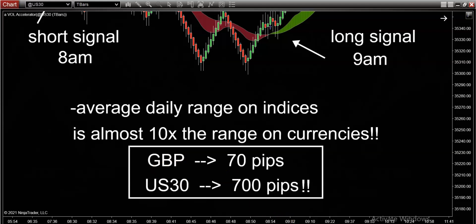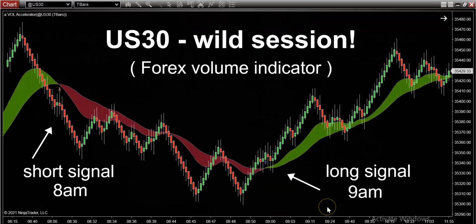Do you want to trade a market that's only averaging about 70 pips a day, maybe less? Or do you want to potentially trade a market that's averaging 700 pips a day and maybe even more than that? Makes sense? So let's go back to the chart here and figure out the math on this Forex chart. What you're seeing on the chart, by the way, in case I forgot to explain this, is a volume-based indicator that changes color based on the prevailing market direction.